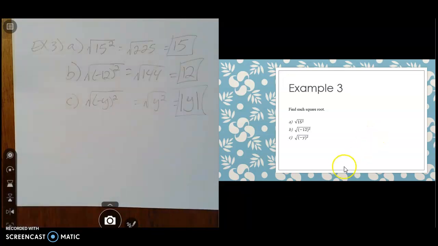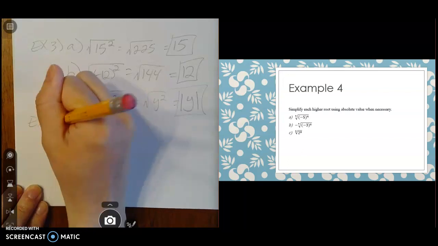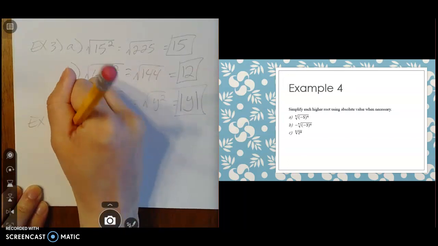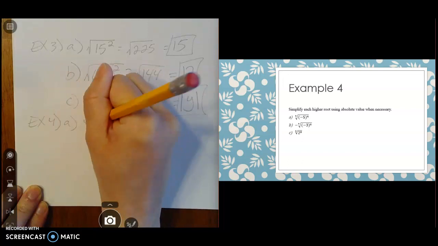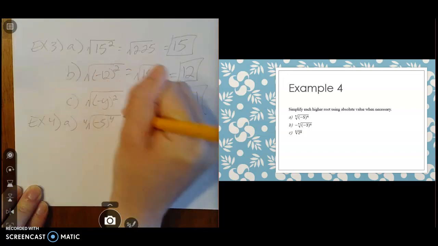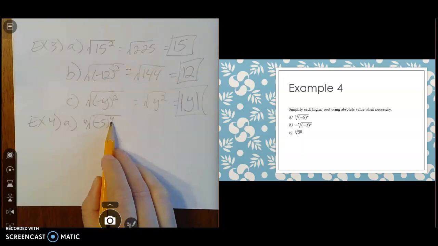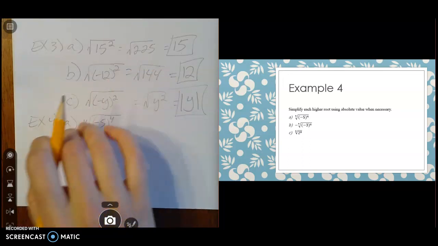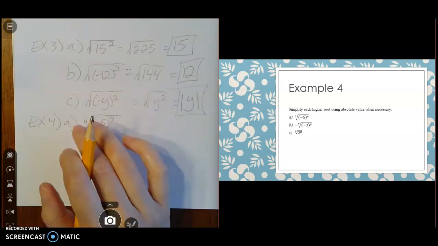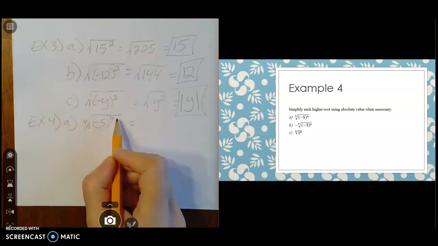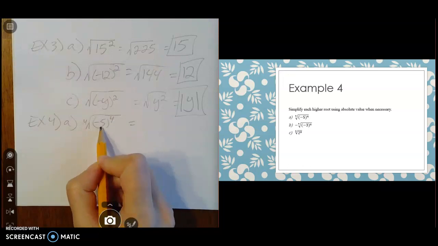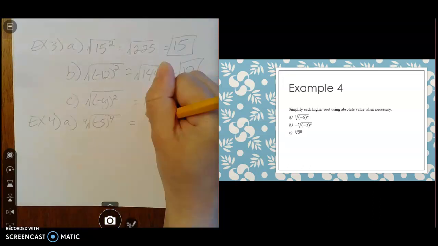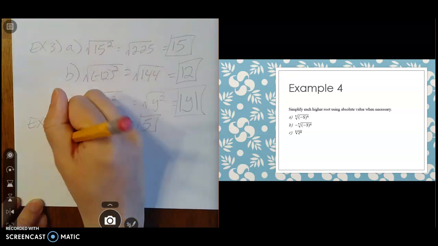Okay? What if we have higher roots, we have other ones, right? So let's take a look at these. The first one I have is the fourth root of negative 5 to the fourth. So when I do negative 5 to the fourth, I'm going to get a positive value, right? And when I take the fourth root, I'm going to get another positive value. So what's going to end up here is that yes, they cancel, but you're not going to get negative 5. You're going to get positive 5 as a result.